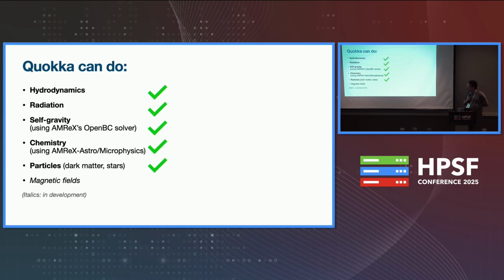So we do hydrodynamics, radiation, and self-gravity using the OpenBC solver for open boundary conditions. We're using the microphysics library, part of the AMReX-Astro suite, to do chemistry solves in each cell. And we have dark matter particles and star particles, and magnetic fields hopefully soon.